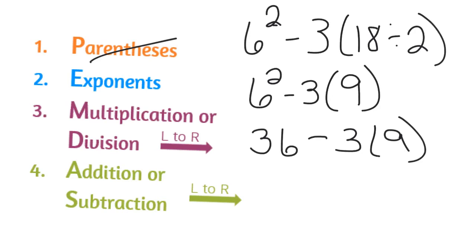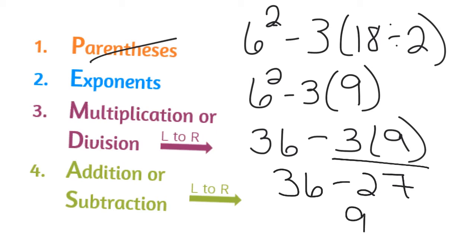Here's the key. We have to remember what this means right here. This means 3 groups of 9. So this means 3 times 9. So that would be what we do next instead of subtracting. We would need to take care of 3 times 9 first, which would be 27. So then I have 36 minus 27. And then 36 minus 27 would be 9. And that would be our final answer for that problem.